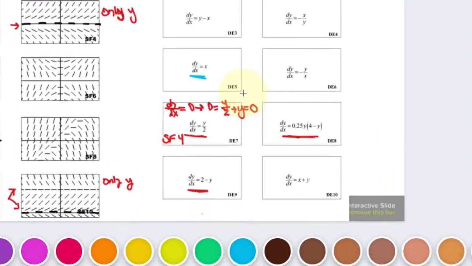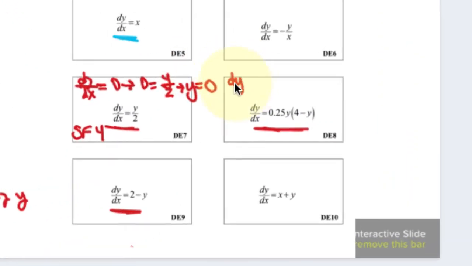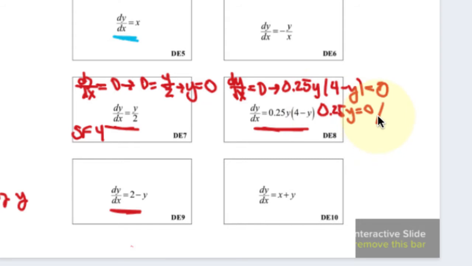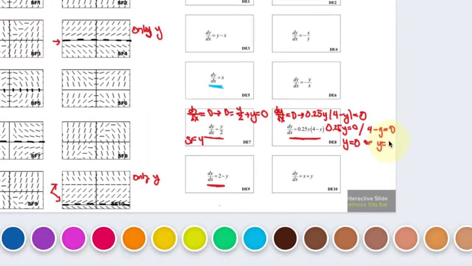Now let's move to this one. When does it flatten out? dy/dx equals 0 when 0.25y times (4 minus y) equals 0. In other words, when 0.25y equals 0, or when 4 minus y equals 0. In other words, when y equals 0 or y equals 4.